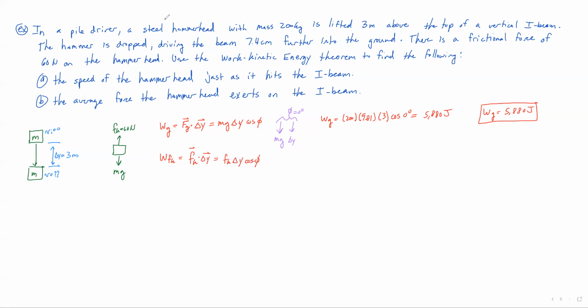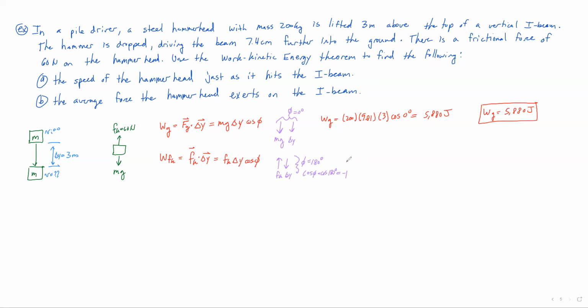You can see how this gets repetitive, and hopefully you get the gist of it after a while. So we know friction is going this way, and we know that delta y is that way. So phi is going to be 180 degrees. One's going up, one's going down. So the cosine of 180 degrees is equal to -1.